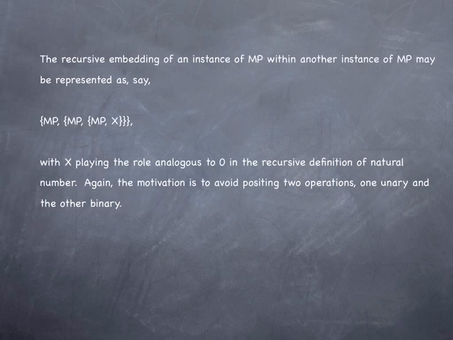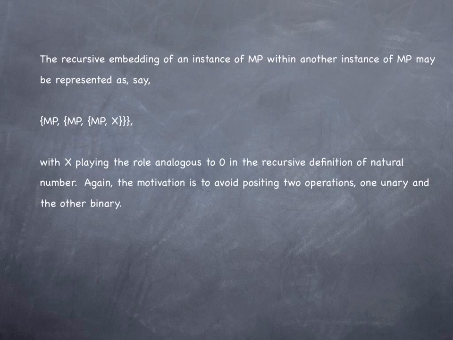The recursive embedding of an instance of market pricing within another instance of market pricing may be represented as the following. You have a superordinate instance of market pricing, and then a subordinate set whose two members are an instance of market pricing, and another set whose members are an instance of market pricing and this undefined placeholder X. X here plays a role that's analogous to the role of 0 in the recursive definition of natural number.